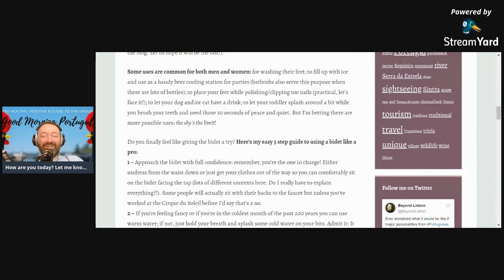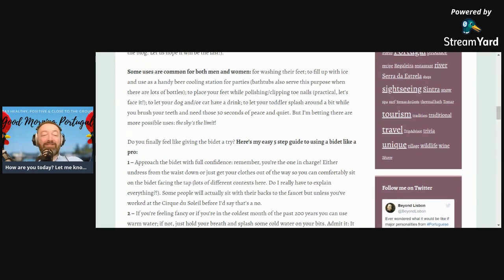And it's used as a handy beer cooling station for parties. Bathtubs also serve this purpose when there are lots of bottles. Yes, Portuguese priorities here. To place your feet while polishing, clipping toenails. Practical. If you're eating your breakfast, I'm sure you'll have been put off now unless you're a very hardy type.